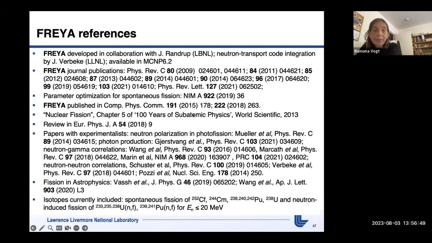Also, we did have a book chapter and a review, and we just had, with Patrick Talou, who works on CGMF, a book published by Springer at the beginning of this year, also called Nuclear Fission, with chapters covering the fission cross-section, fission fragments, neutron and photon emission, delayed emission, and applications.